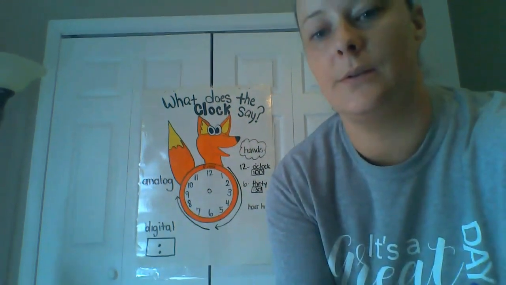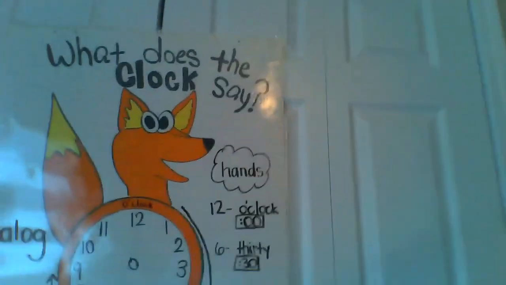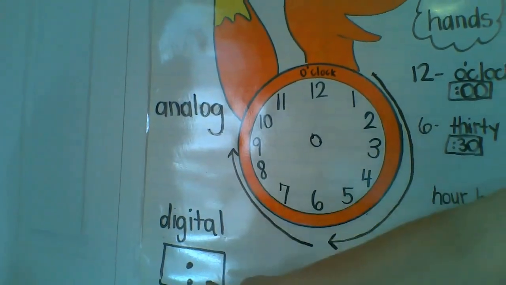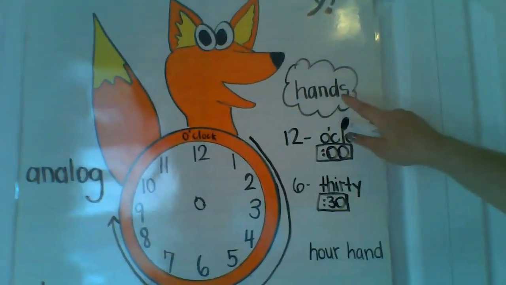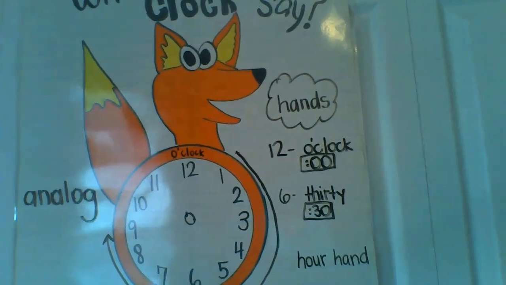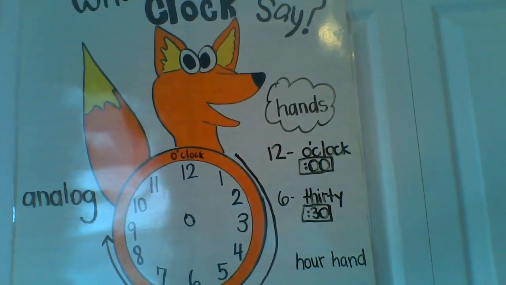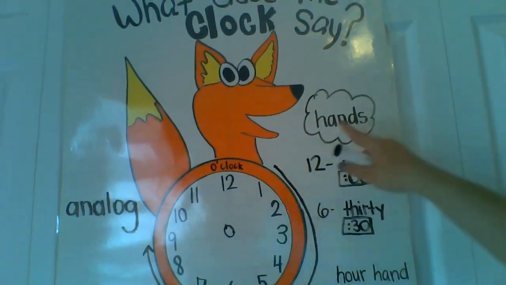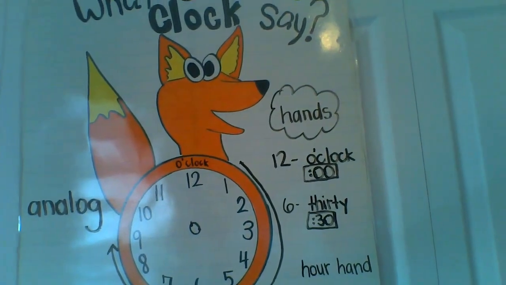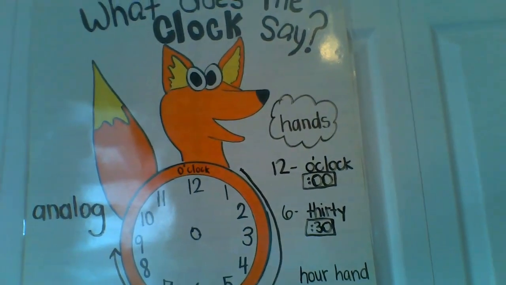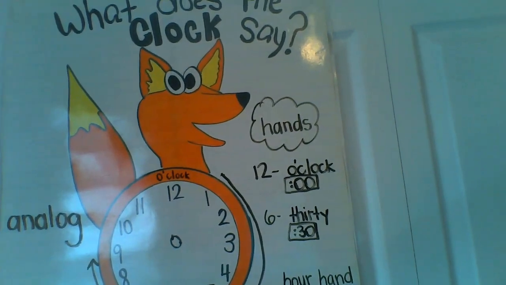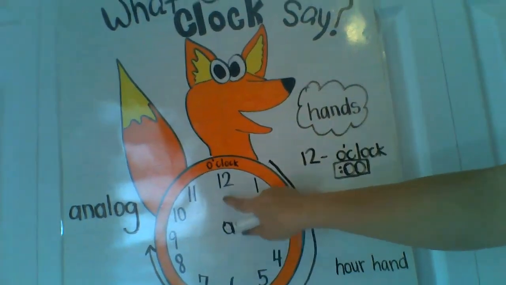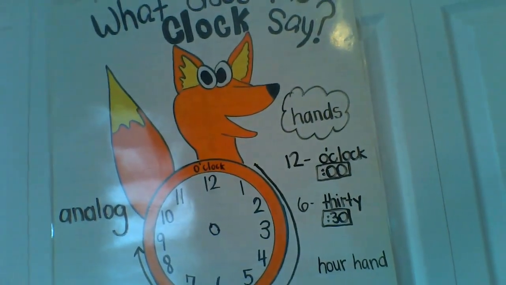Some keywords I want you to look at. We talked about analog. We've talked about digital. We're going to talk about those more. But this word right here, hands, this isn't just like your hands. The lines that you see on an analog clock are called hands. You might hear someone say, the hand is on the 12. The long hand is on the 6. The short hand's on the 2. Hands means the lines that you see on a clock.